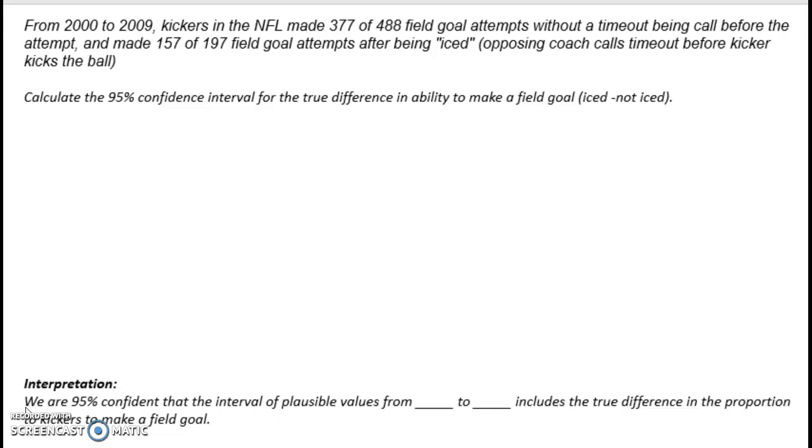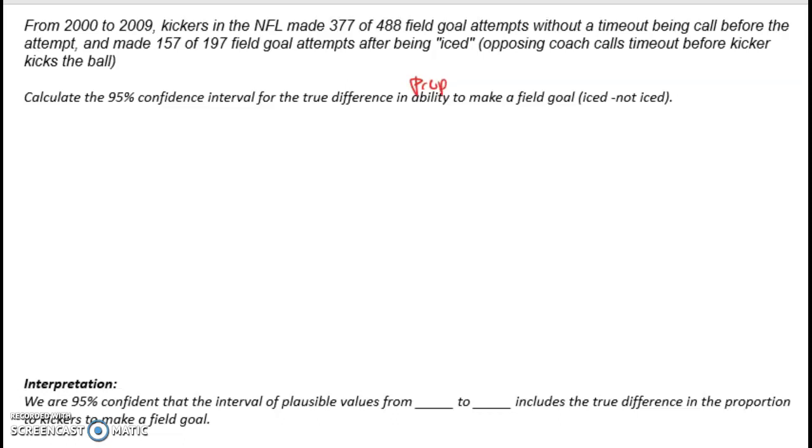the opposing coach might call timeout, and what that is hopefully doing is getting in the kicker's head, so he's freaking out and thinking, oh my God, so much pressure. We're going to see if there's actually a difference in the true proportion when this icing happens versus when it does not. So calculate a 95% confidence interval for the true difference in the ability, which we're going to say true difference in proportions, because we're not using ability as much anymore. So the true difference in proportions to make a field goal.